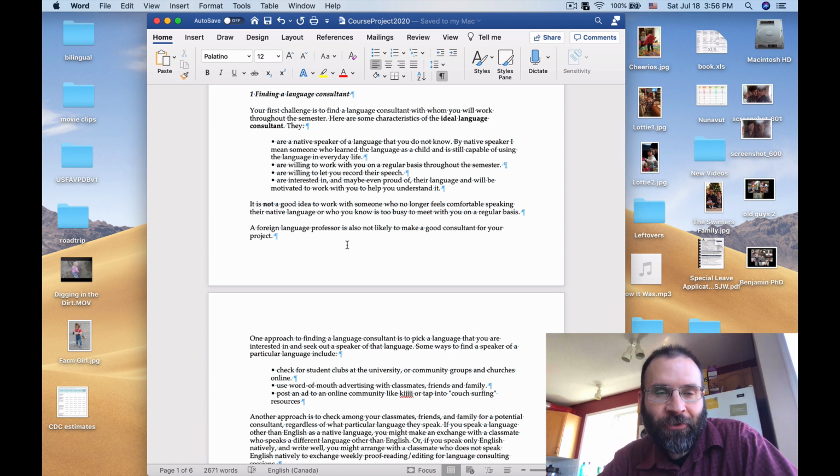And there's also some criteria there for what it means to not know the language. You probably know which languages, if any, you have studied formally in school. So don't pick one of those.